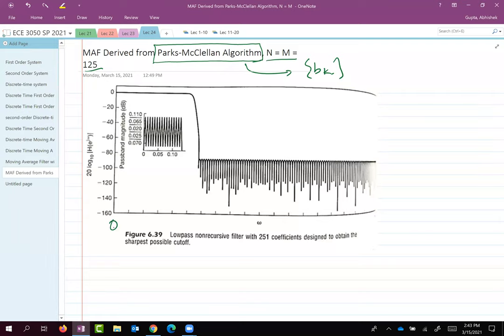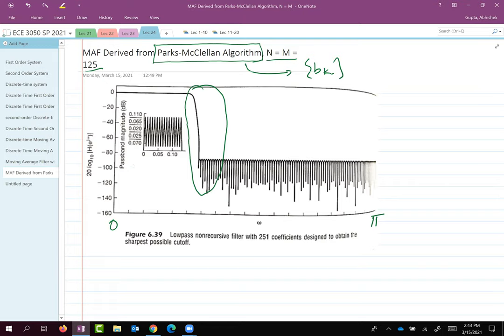This is omega equals zero. This is omega equals pi. What do you notice in this figure? Do you see a low pass? Yes, it is also a low pass filter, but it has an extremely sharp cutoff.